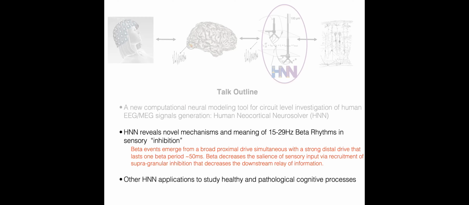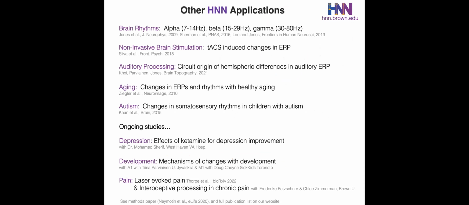Okay, so in the last few minutes, I just want to show you some other ways that HNN is being applied to study healthy and pathological cognitive processes. So I've been showing you our results from beta rhythms, but HNN has also been applied to study alpha rhythms and gamma rhythms, and we have tutorials on these as well in our software and in several prior publications. We've used HNN to look at the impact of non-invasive brain stimulation on EEG signals in perception. We have a published study looking at the impact of transcranial alternating current stimulation on changes in ERP. And currently in the lab, we're looking at changes in EEG signals with TMS and how they may be impacting tactile perception. With some collaborative work, we've looked at auditory processing.